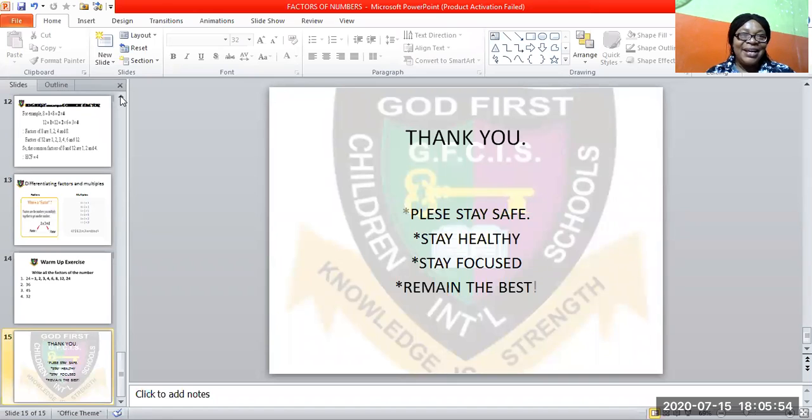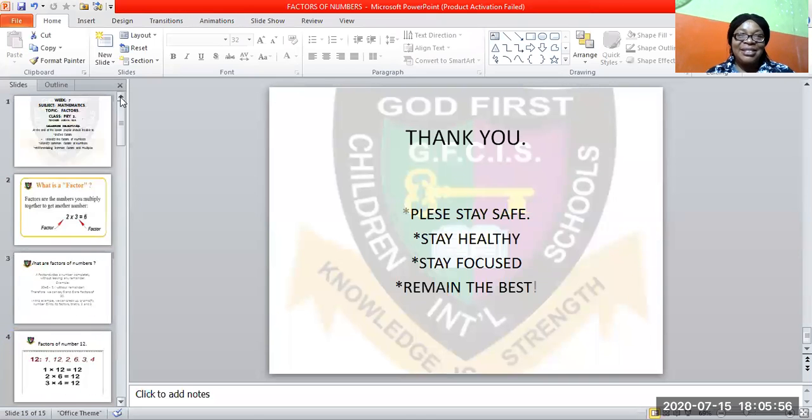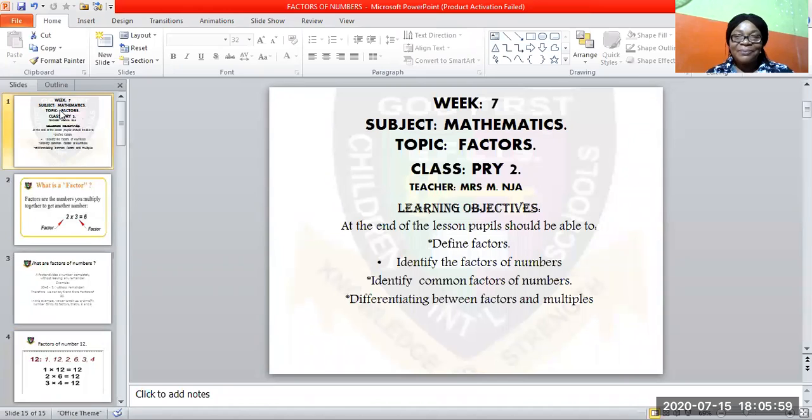Today we are going to talk about mathematics. We are going to study something new, something fresh, something refreshing in math. Our topic is titled factors. We have factors of numbers. Is that clear?